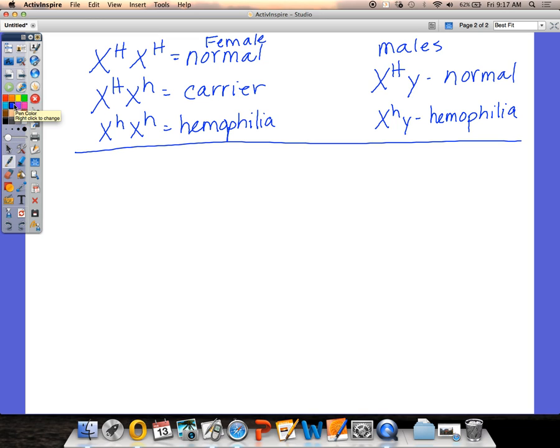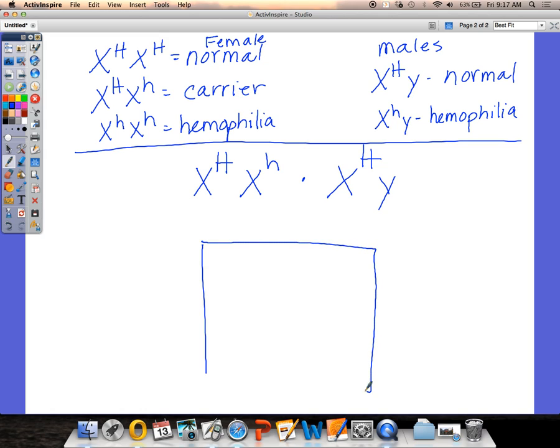Okay, so let's say our mom is a carrier and our dad is normal. So we're going to cross the mom, who's a carrier, and our dad, who's normal. We're going to set up our 4-box Punnett square. X capital H, X little h for our mom, who's a carrier. Dad goes on the side.